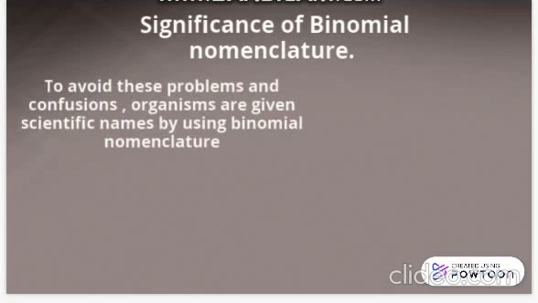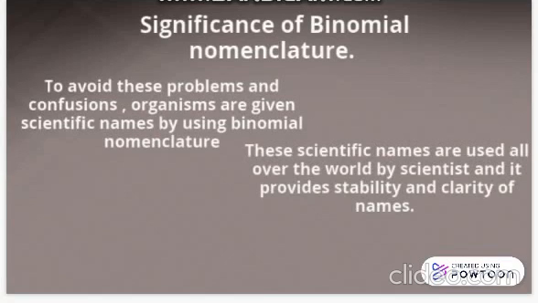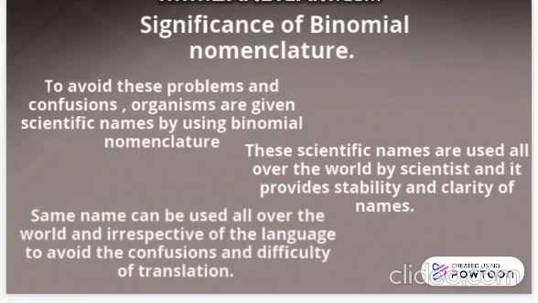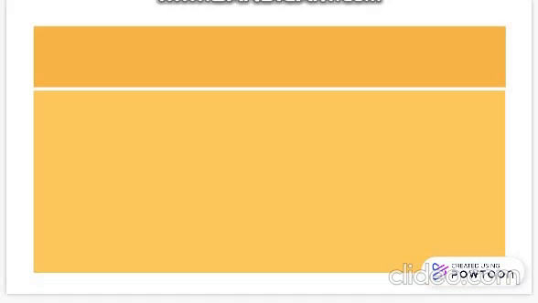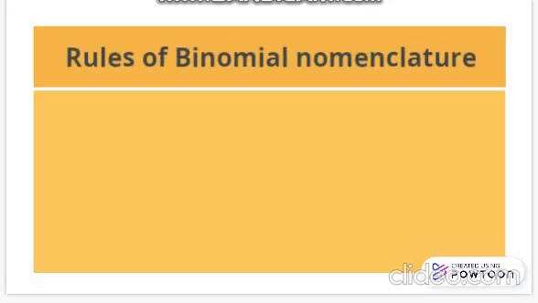Now we are going to see how binomial nomenclature is significant to avoid these problems. So to avoid these problems and confusion, organisms are given scientific names by using binomial nomenclature. These scientific names are used all over the world by scientists, and they provide stability and clarity of the names. The same names can be used all over the world irrespective of the language, and it avoids the confusion and difficulty of translation. Now let's see what the rules of binomial nomenclature are.